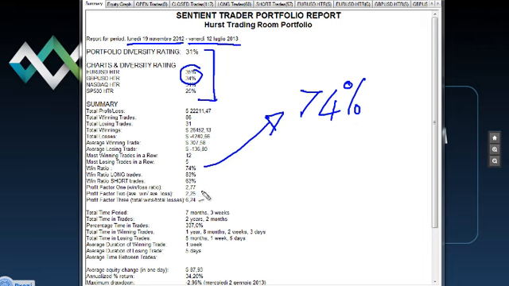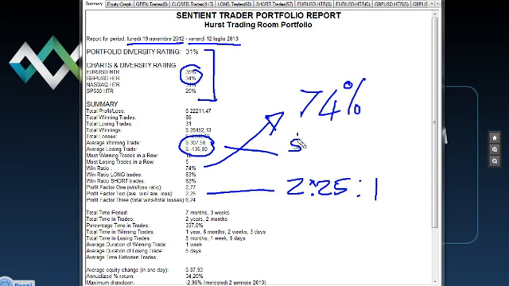The average win to the average loss, as you can see here, is a ratio of 2.25 to 1. There shouldn't be a dot there. 2.25 to 1 is the average win to the average loss. In other words, our average winning trade was 2.25 times bigger than our average losing trade. And in fact, those numbers are given to us right over there. Our average winning trade was call it $300, and our average losing trade was minus $136.